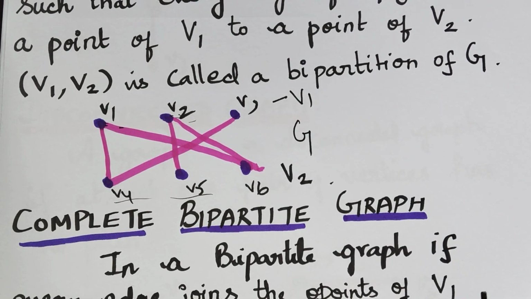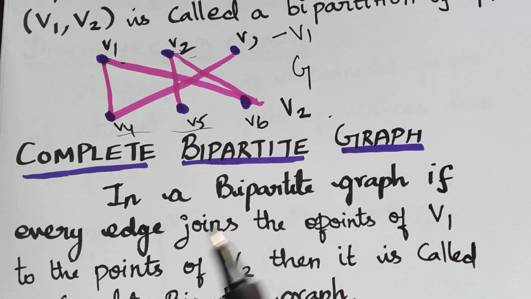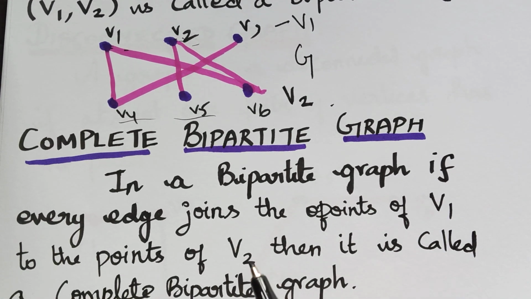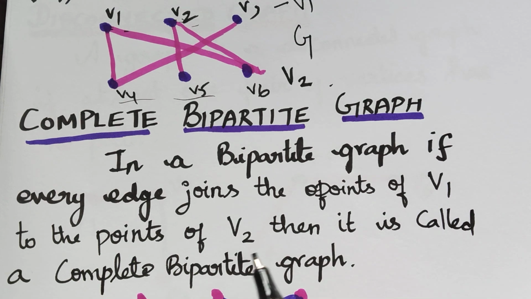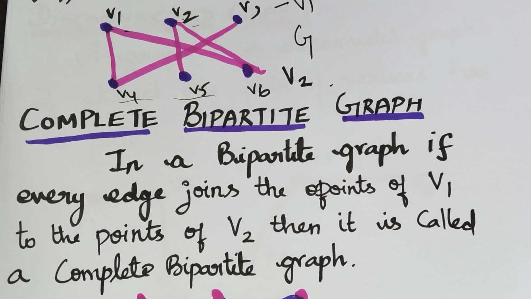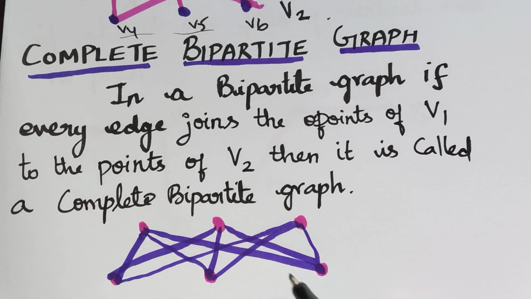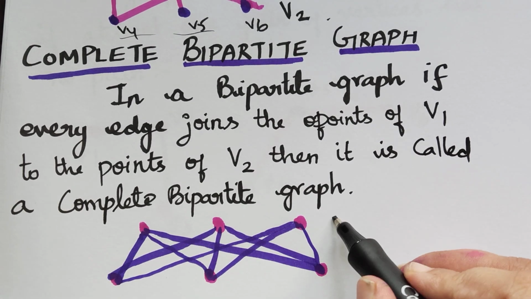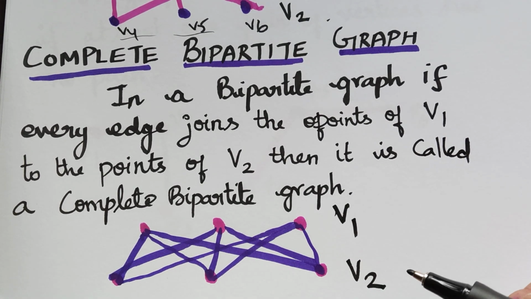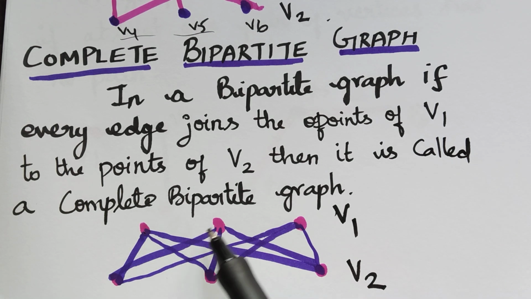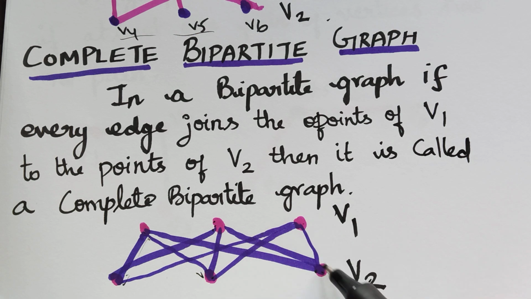Next, we have the complete bipartite graph. In a bipartite graph, if every edge joins the points of V1 to all the points of V2, then it is called a complete bipartite graph. That is, the graph G has a bipartition V1 and V2. Now, if we consider the vertices of V1, each will be adjacent to every vertex of the set V2. Here also these are adjacent, as well as these. If you have such a graph, it is known as a complete bipartite graph.